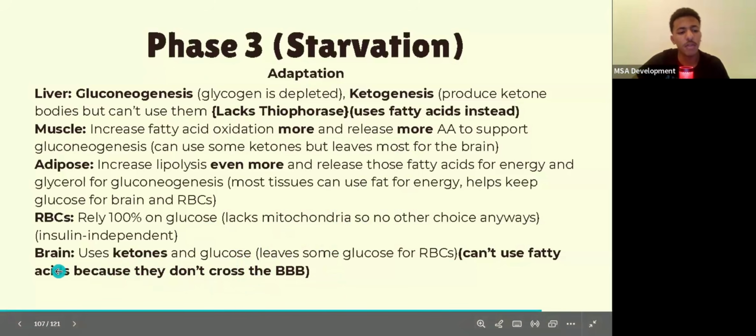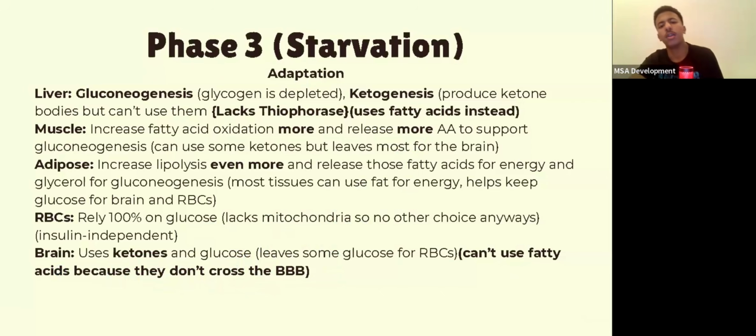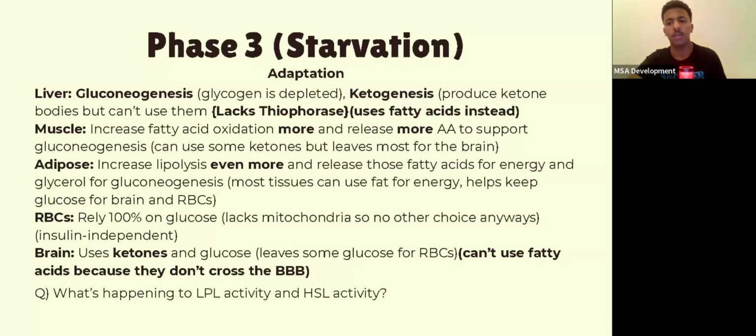Now keep in mind, even though the brain uses ketones, it still uses some glucose. So if a question asks you, does the brain use glucose in phase 3? Your answer should be yes. What is the major energy source for the brain in phase 3? It's going to be ketones. Do you get the difference?